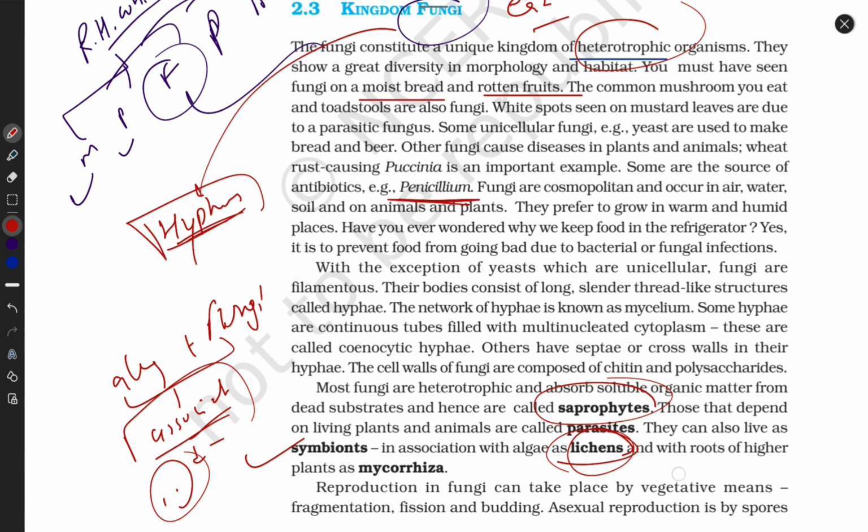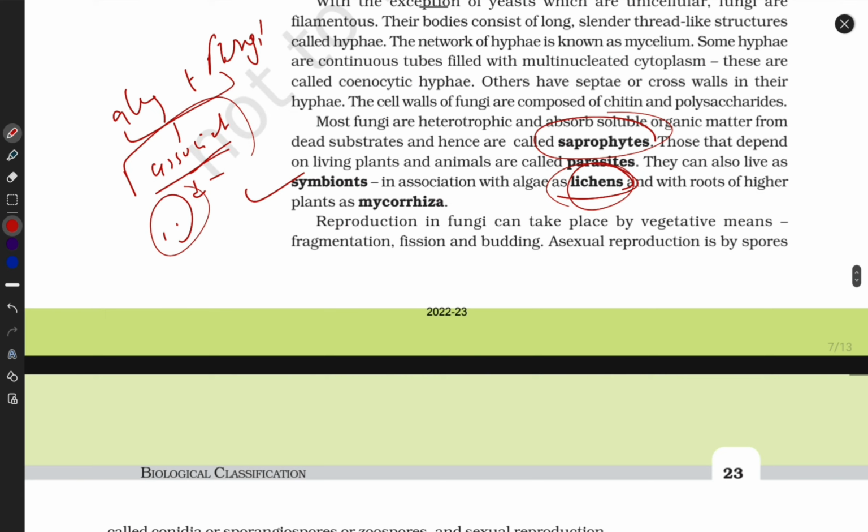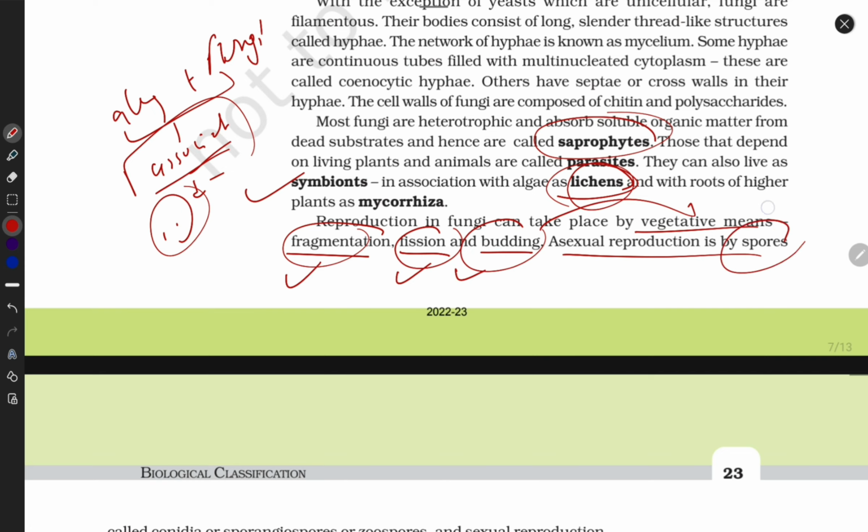How do they reproduce? By fragmentation, by fission, by budding. Huge diversity. These forms are vegetative reproduction. Asexual reproduction always occurs by spores.